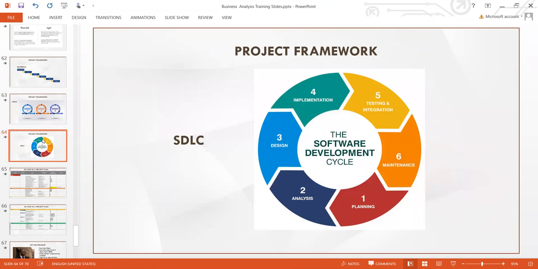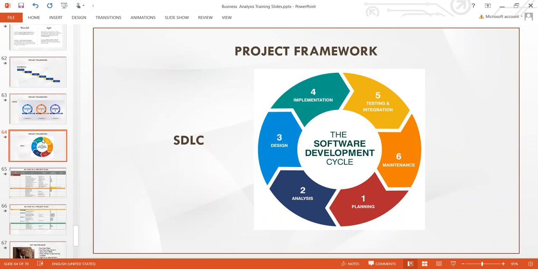Another thing we are looking at within project management is the software development lifecycle. Mainly we deal with business analysts. Most of the solutions we develop for companies are software, although some of them are not. But most of them are. And how do we do software? Like we've seen with the agile methodology, that's how we do software.